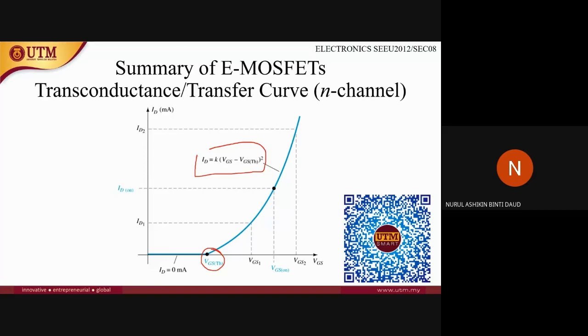Okay, and from these transconductance or transfer curves, you can also draw a load line. Usually there is a load line here, and the cross section between the load line and this transfer curve is known as Q point. Yeah, it's known as Q point.